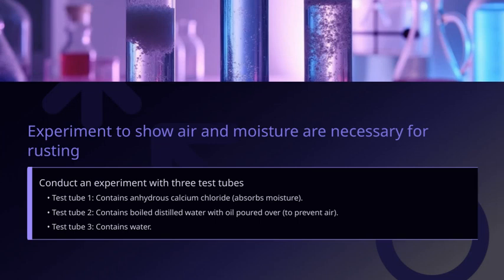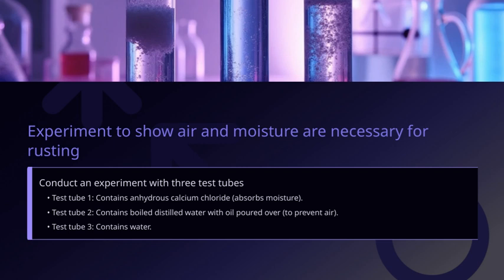Test tube 3 contains plain water, which is essential for rusting since moisture is a key factor. Test tube 2 has boiled distilled water with a layer of oil poured over it. The oil acts as a barrier to air, preventing oxygen from reaching the water. And finally, test tube 1 contains anhydrous calcium chloride, which is a drying agent that absorbs moisture from the air.